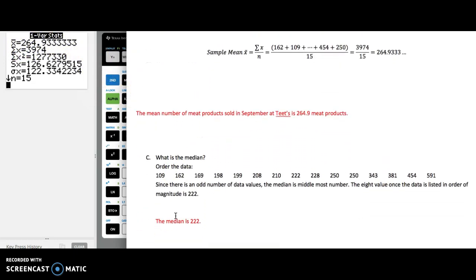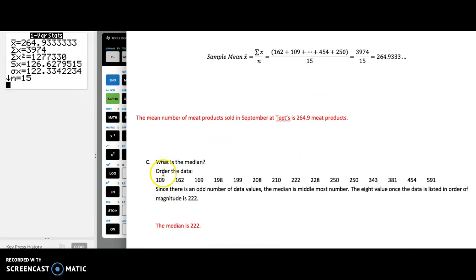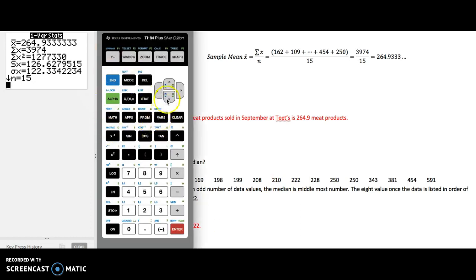What is the median? Well, to do it by hand, you have to list your data in order. You would list it from smallest to largest, or largest to smallest. There's 15 values, so the middlemost number would be the median. So the middlemost number is here, 222, that's the 8th value, and so the median is 222. If you scroll down in your calculator, it gives you the median right here.